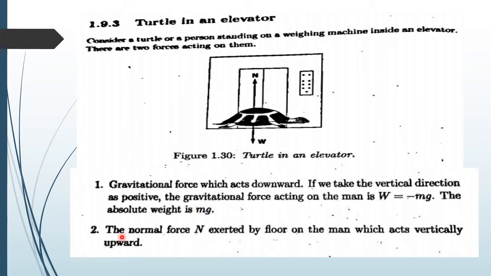Now the second force exerted on the body will be the normal force N exerted by the floor on the man or the turtle, which acts vertically upward. Normal force in the upward direction.